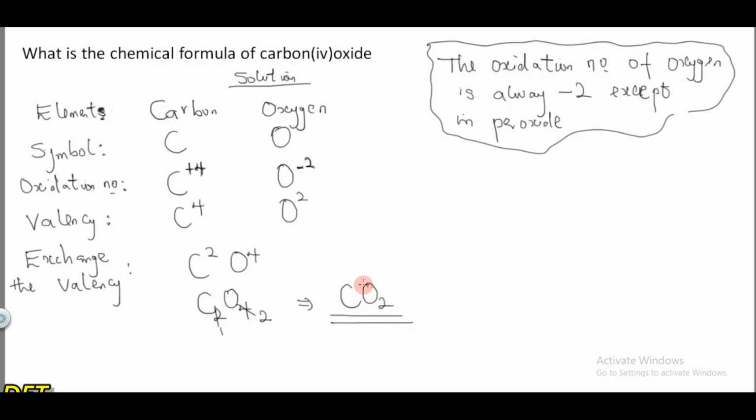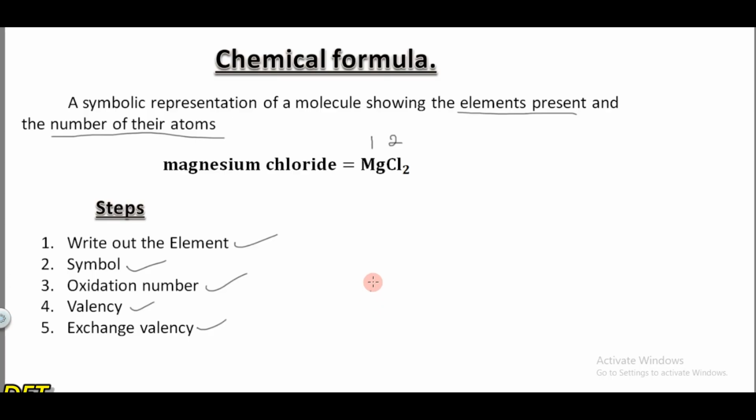It is showing you that there are two elements that are present, carbon and oxygen, and there is 1 carbon and 2 oxygen atoms. So again, a chemical formula is a symbolic representation of a molecule showing the elements present and the number of the atoms. So these are the steps that you follow whenever you're writing the chemical formula of a compound or of a molecule.